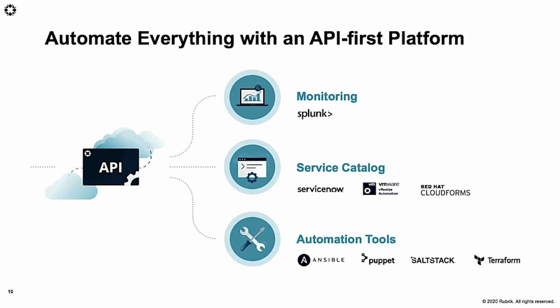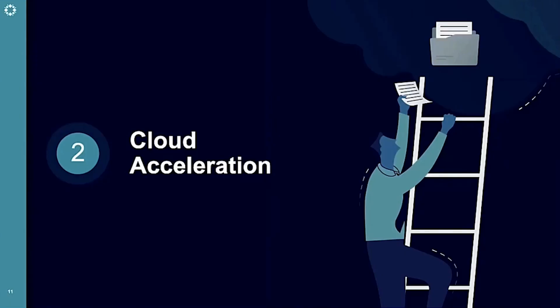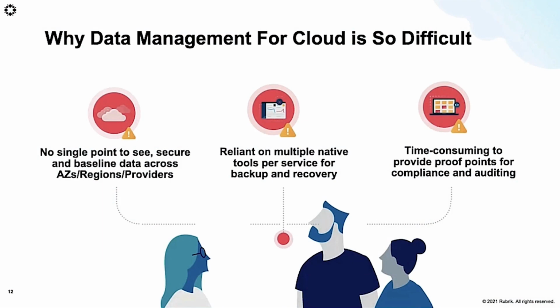And we have a number of different use cases of API usage that we see customers use, including a customer that actually watches the wind speeds via Weather Channel APIs and orchestrates a DR failover when the wind speeds hit 80 miles an hour. And with that, we'll get into cloud acceleration. Why is data management so difficult in the public cloud?